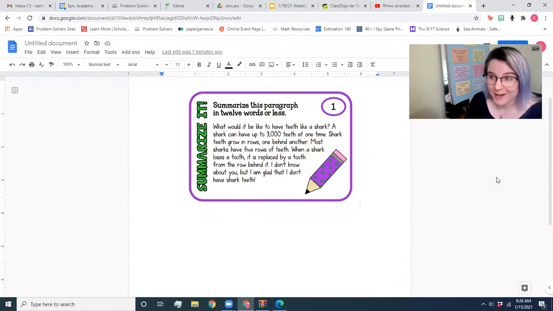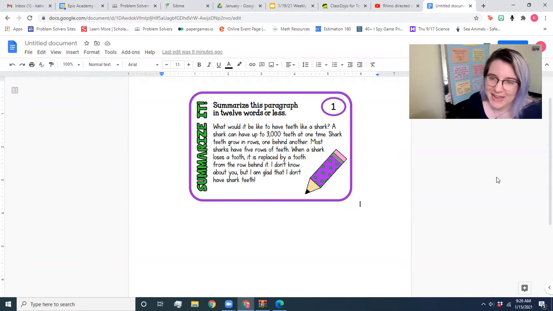Okay, so I have a paragraph here, and it's asking me to summarize this paragraph in 12 words or less, which means I need to take all of the information in this paragraph and shorten it to 12 words or less while focusing on the main idea. Let me show you what exactly that looks like. I'll start by reading the text out loud.